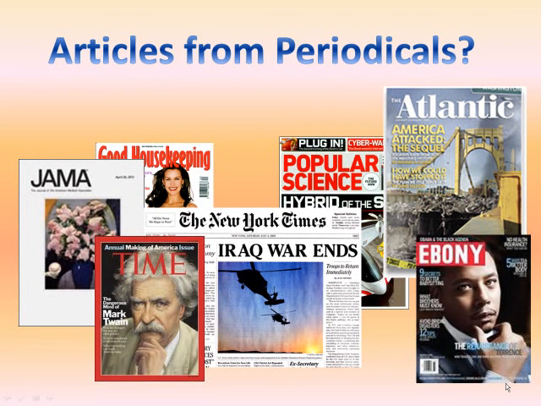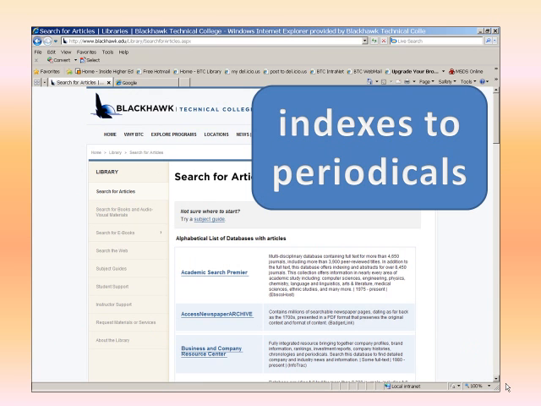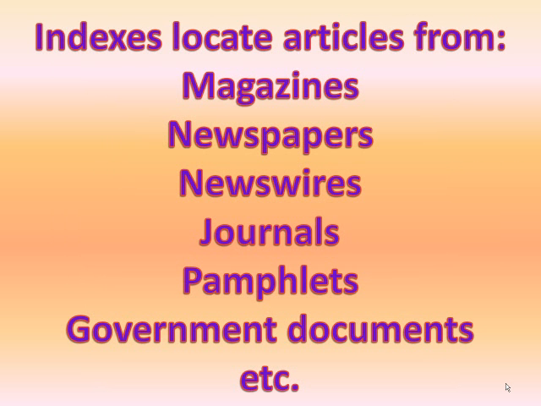Are you looking for articles from periodicals? If you are, the best place to start is the library homepage. There you'll find a link called Search for Articles. Opening that gives you a page full of indexes to various periodicals, and they come from many different sources.